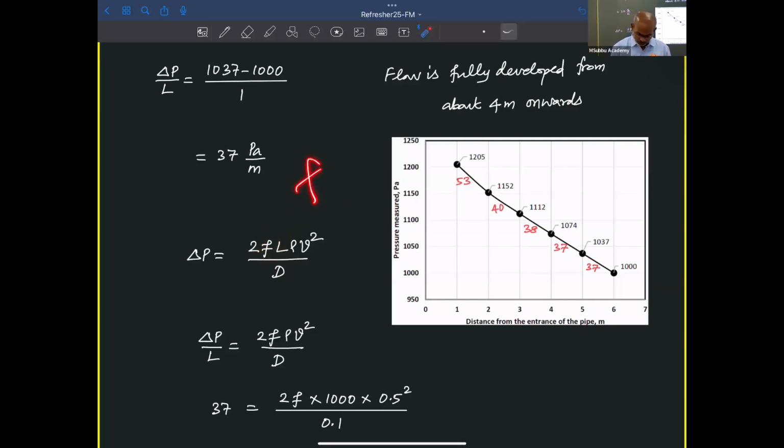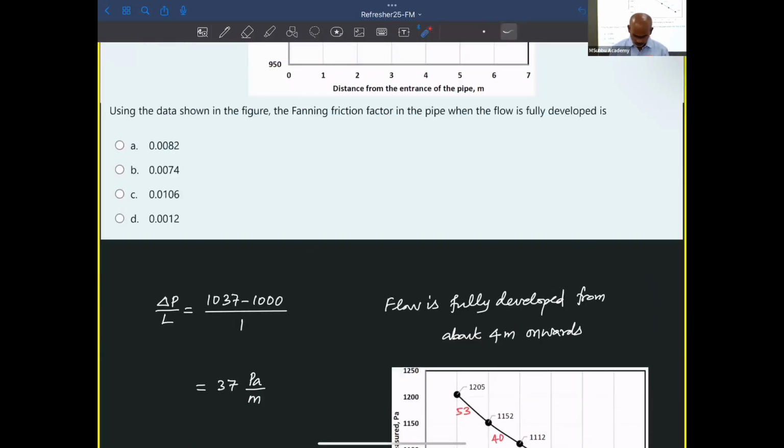Those books also have F equal to 64 by Reynolds number in the laminar portion, whereas we have 16 by Reynolds number. Using that, you can easily get the relation between the Darcy and Fanning friction factors. So the F we use is the Fanning friction factor. Fine.